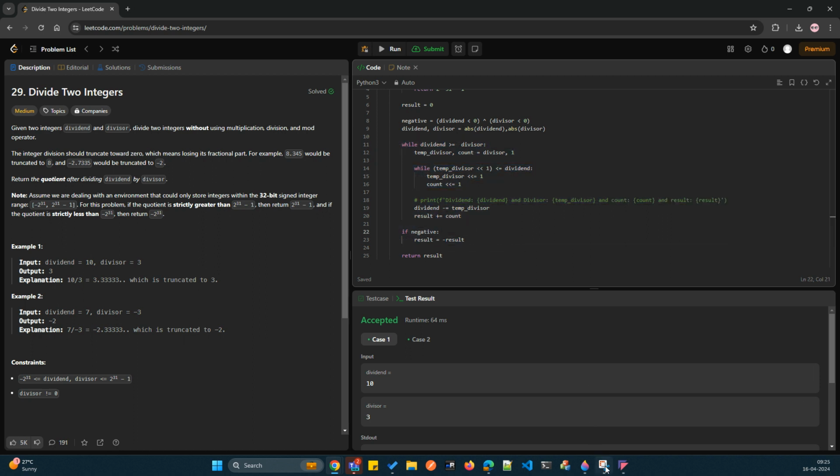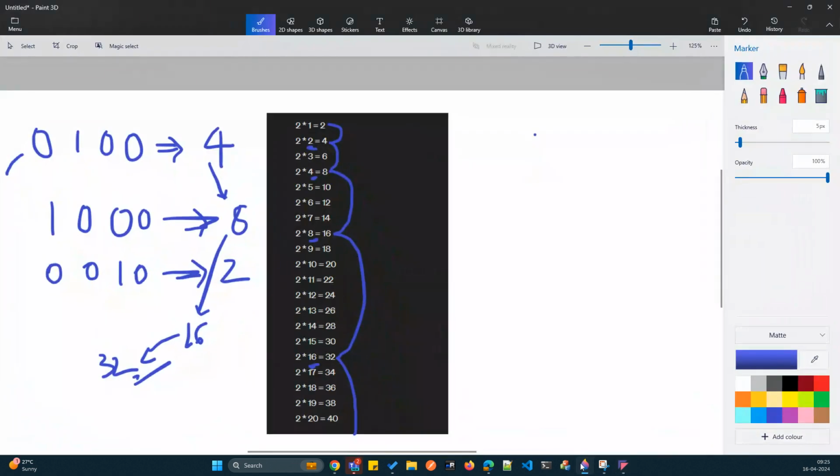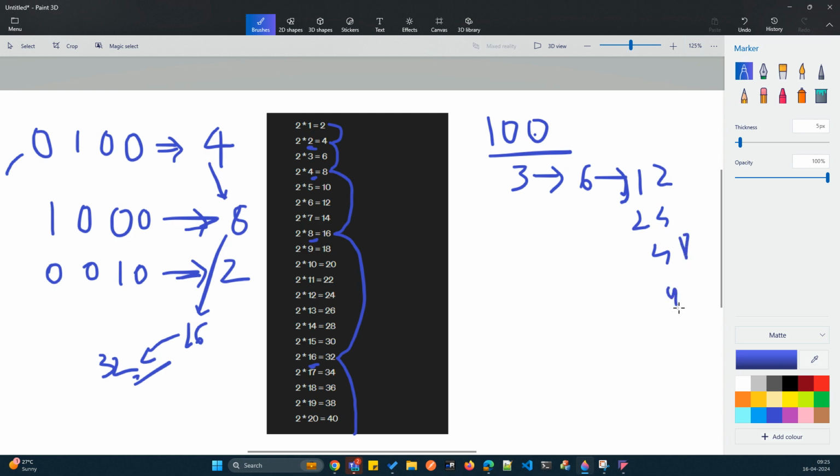Now let's take one more example, maybe 100, and this time let's take the divisor as 3. We'll do the same thing. We'll be left shifting this number until we don't cross the dividend. 3, 6, 12, 24, 48, and then 96, and after 96 it will be 192. 192 will cross our given dividend, so we'll have to stop here.